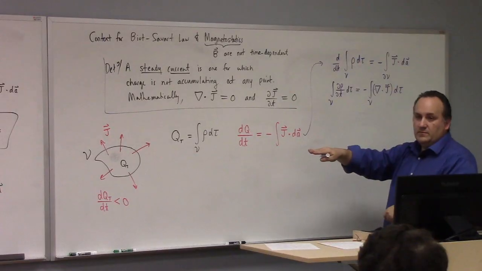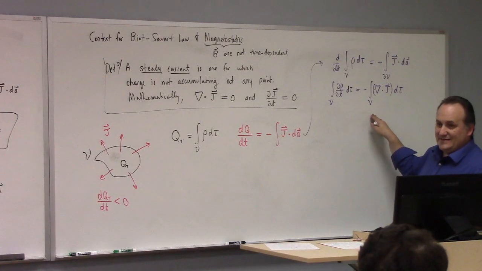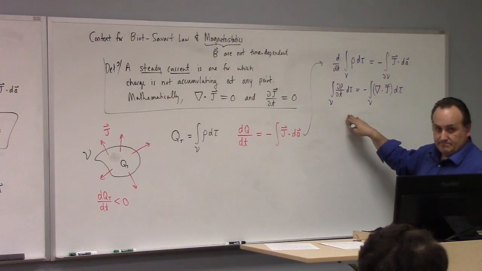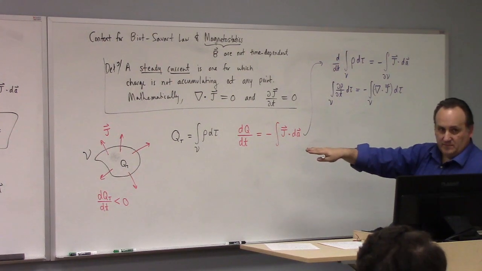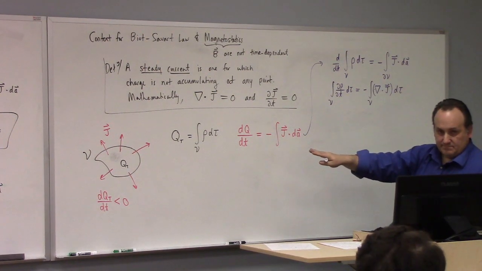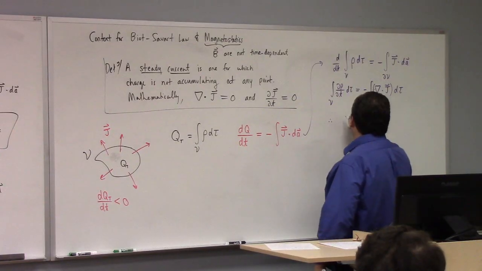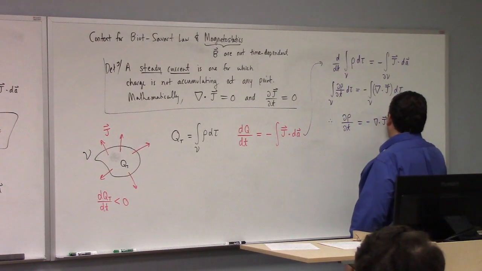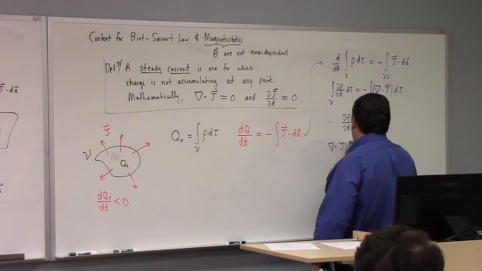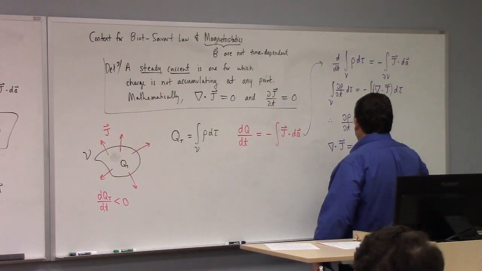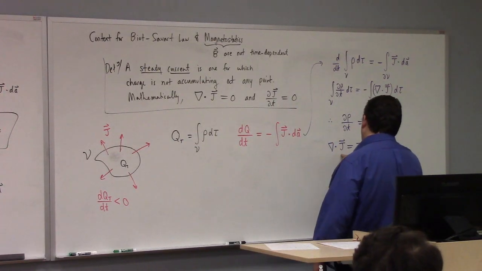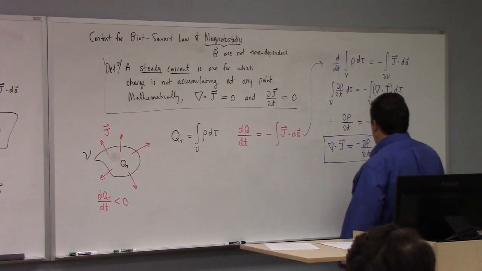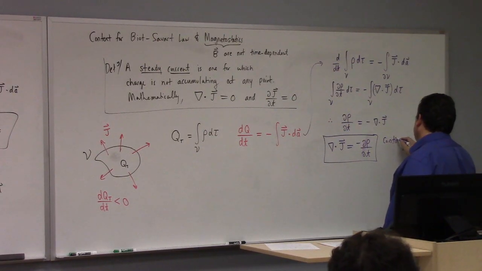But the volume over which we're doing this is completely arbitrary. This has to hold for any possible volume because charge is conserved at any scale. Therefore, partial rho, partial t is equal to minus the divergence of j. Or if you like, the divergence of the current density is equal to minus the time rate of change of the charge density. This is the so-called continuity equation.